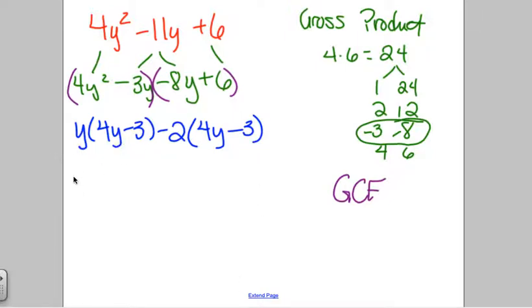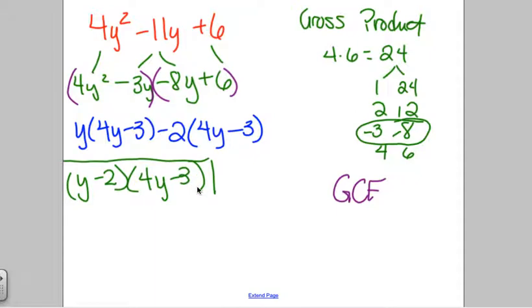Now because I have the same thing in my parentheses, I have y minus 2 that I can bring together, and then 4y minus 3. And this is that trinomial fully factored, so this is my answer. Now, if you need to go back over that, just pause the video and go back through each step to see what I did. Now, let's try another one.